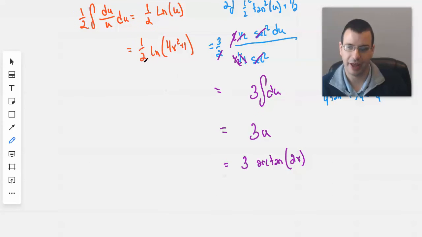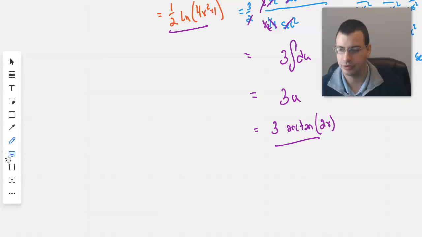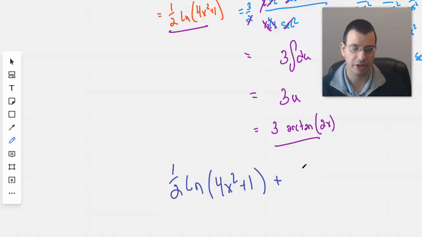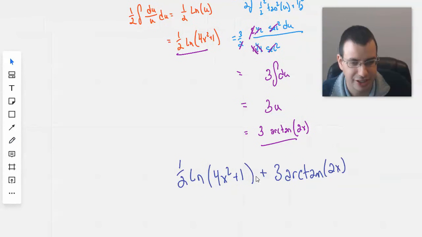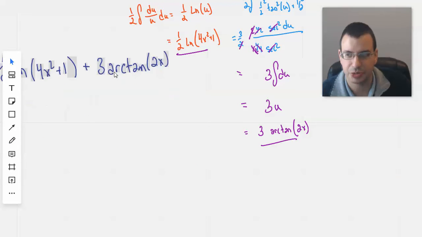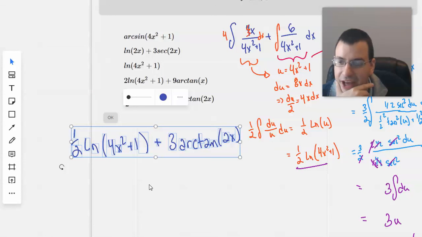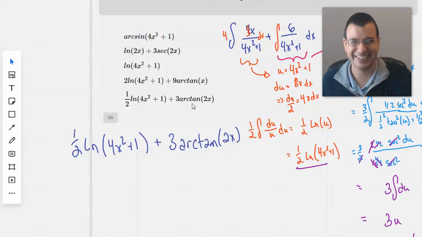Okay, so now we'll add this together with that, and that should give us our final answer. I always use blue for the final answer. I don't, but I like to. 4x squared plus 1 plus 3 arctangent of 2x. Now let's see what our options are. Hopefully we got an answer that's kind of similar to this. And there's supposed to be a plus c in there, but we'll leave that off for now. Okay. So we have a 1/2 4x squared plus 1 plus 3 arctangent 2x. Yes. Okay.